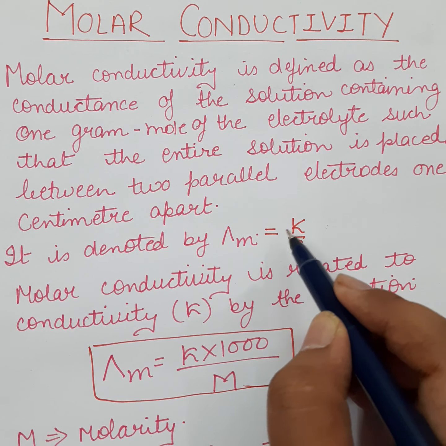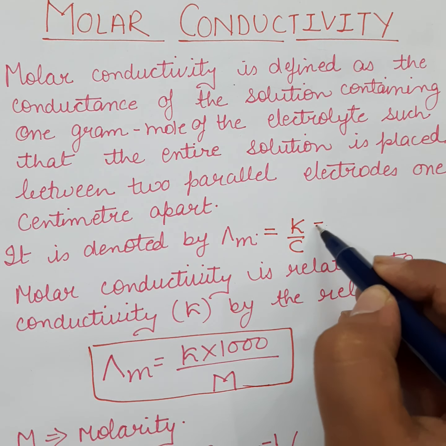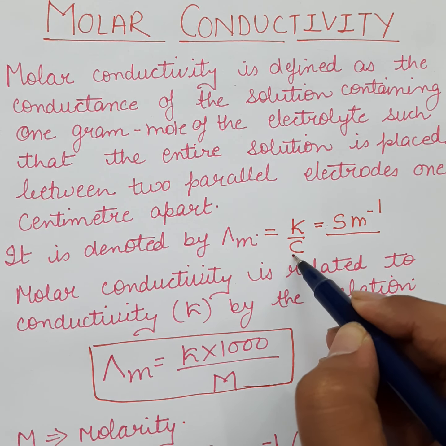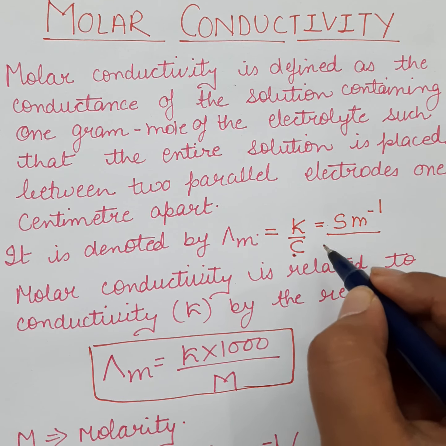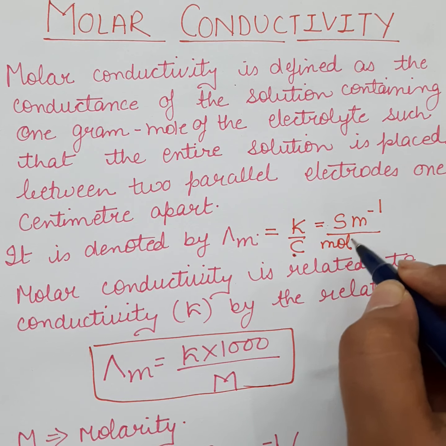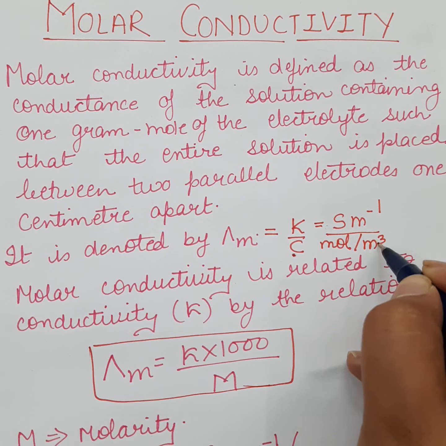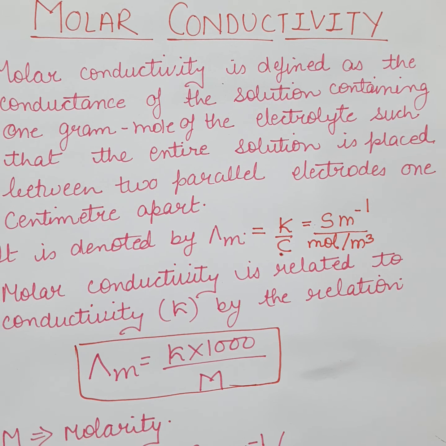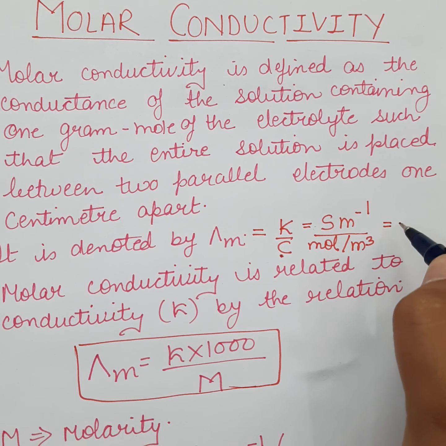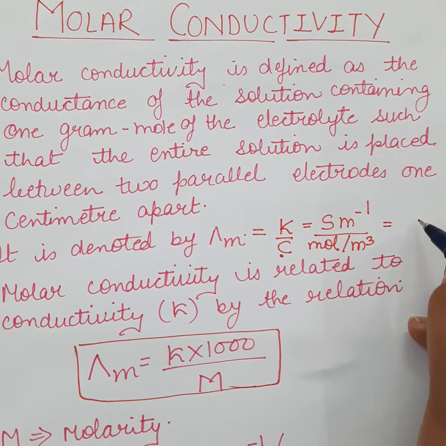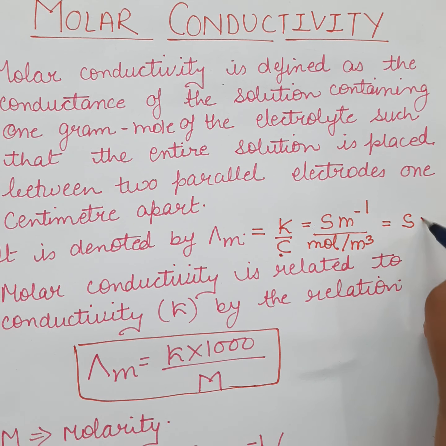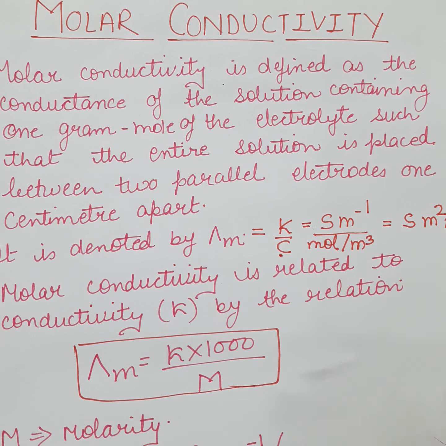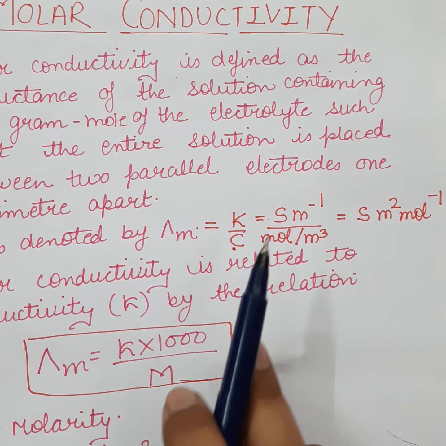Now we know the kappa unit comes out to be Siemens meter inverse. All right students, and concentration is equal to number of moles divided by volume. So mole is mole and volume is meter cube. When this cancels out, the unit becomes Siemens meter square mole inverse. So this is the unit of molar conductivity, Siemens meter square mole inverse, when you solve this.